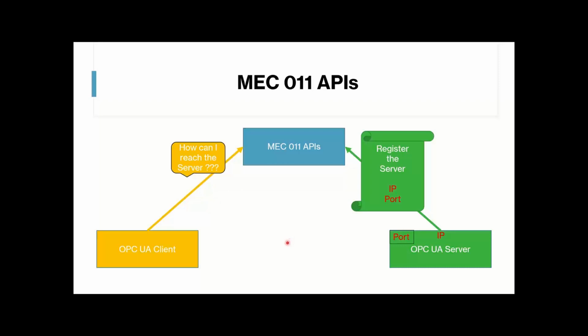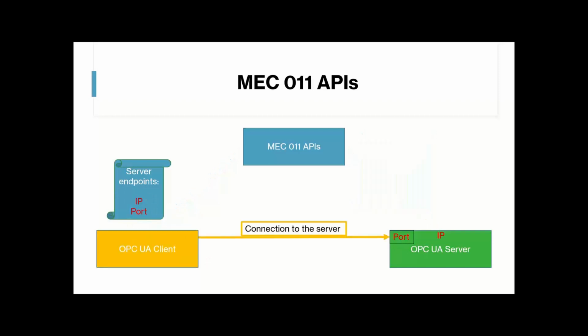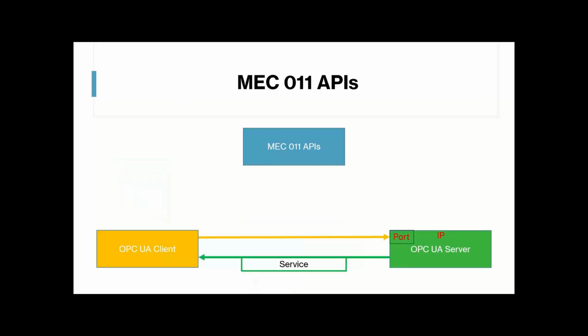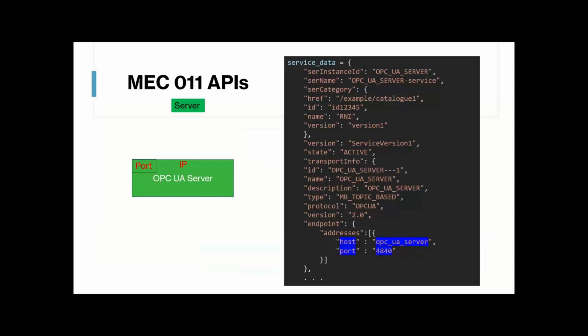The client needs to access a service that is running inside the server. The MEC platform responds with the endpoints previously registered by the server, that are IP and port. And now the client knows how to reach the server. After the connection, the client gets access to the wanted service. So this is the scenario that I would like to implement.